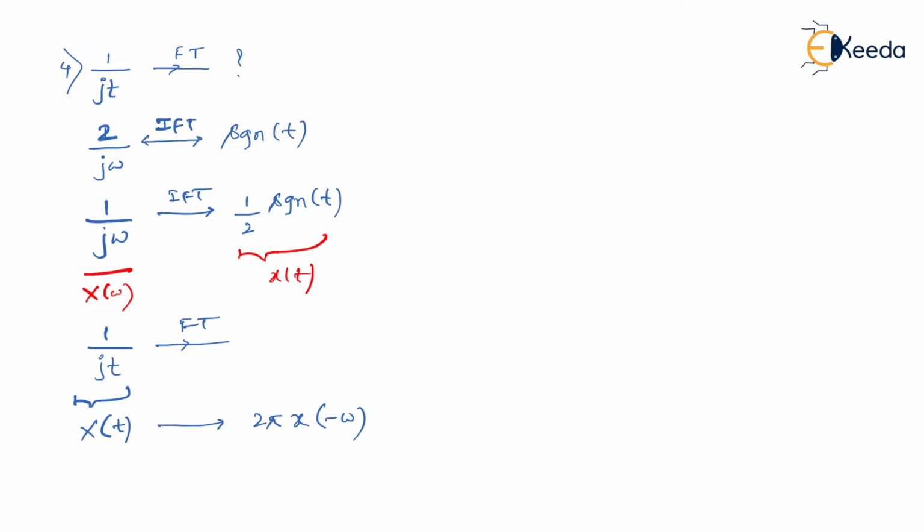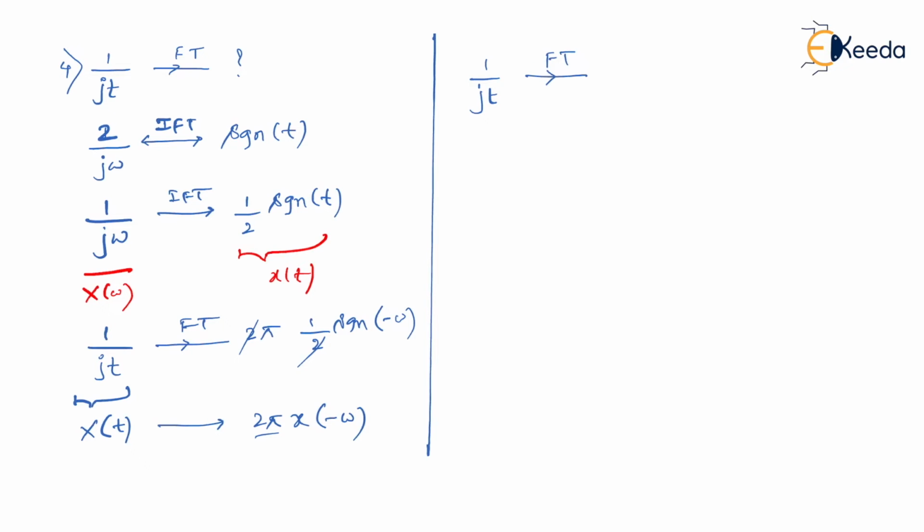Let us get a Fourier transform for this. So it is 2 pi, which will come by default as a part of the formula, where now I have to write x of t only, but t needs to be replaced with minus omega. So it becomes 2 pi times half signum of minus omega. Am I right? So here again 2 gets cancelled. Finally, I can write that 1 upon jt has a Fourier transform as pi times signum of minus omega.